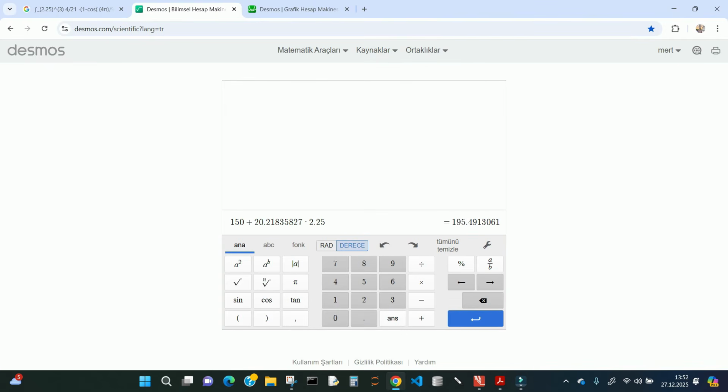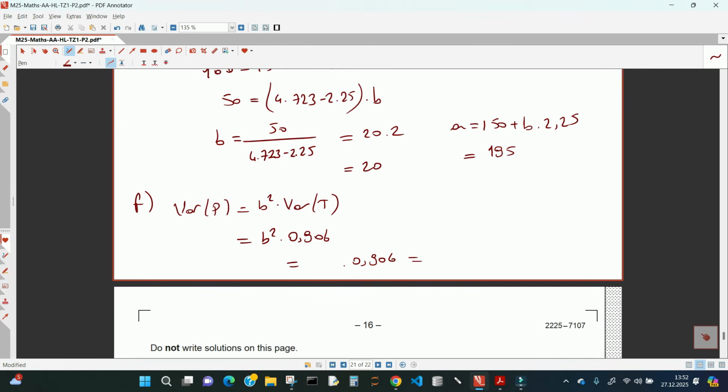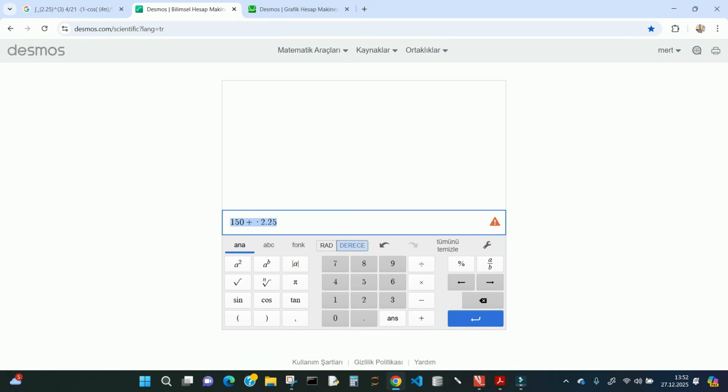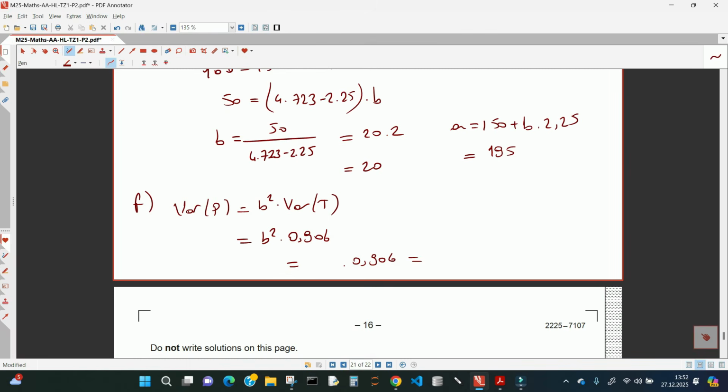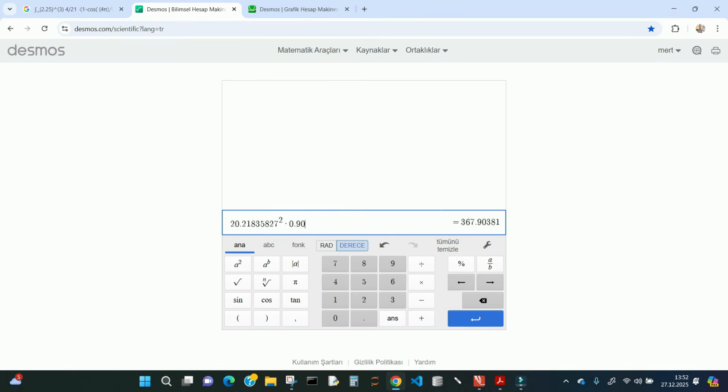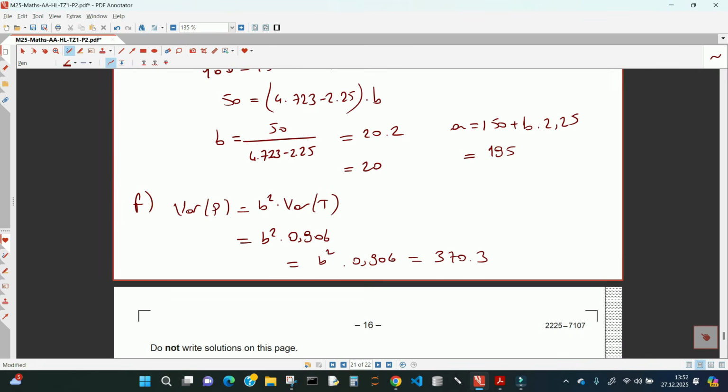It is this one, right? Let's check it again. Yeah, square times 400. No, 0.906. Yeah, 370.3. Okay. And since we're going to write in three significant figures, it's going to be 3.70.